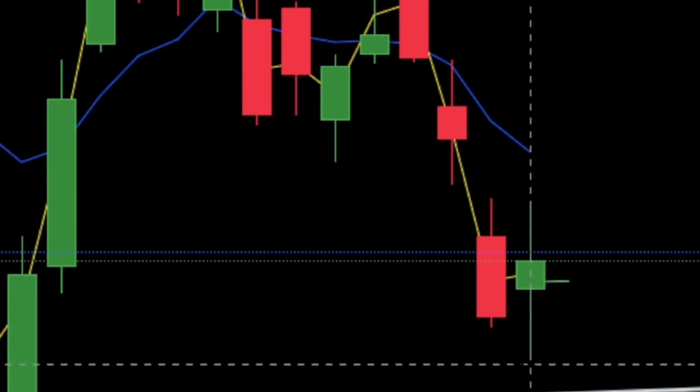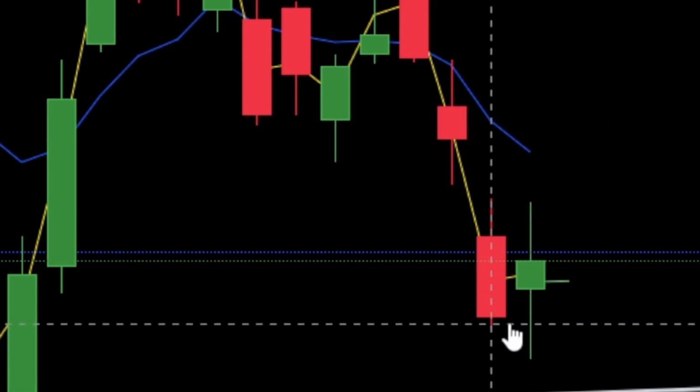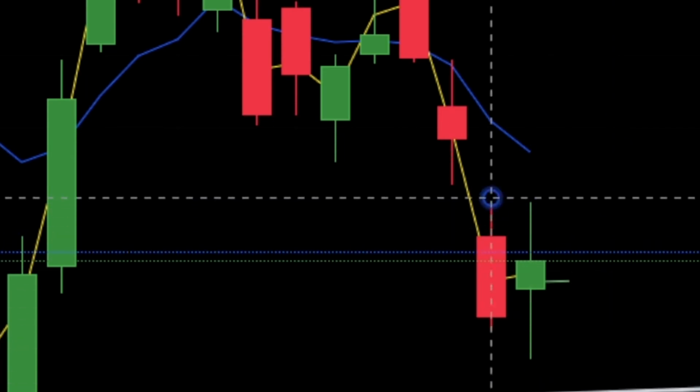Okay, initially it went down. Within the next hour, it started to go back up. That is an actionable signal.